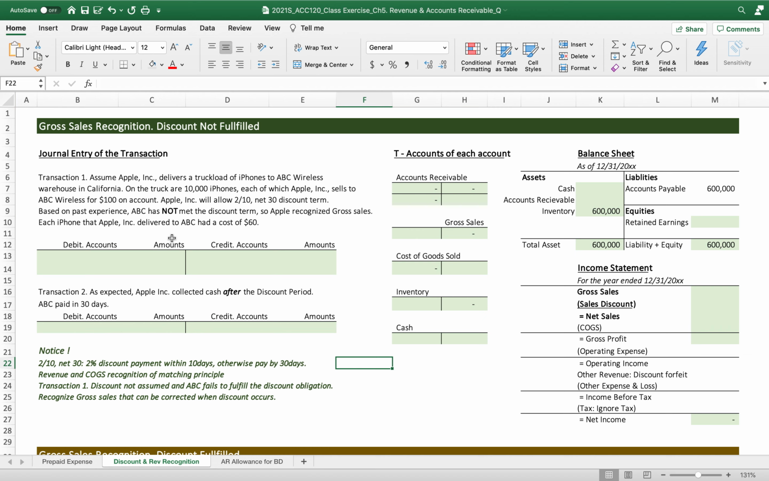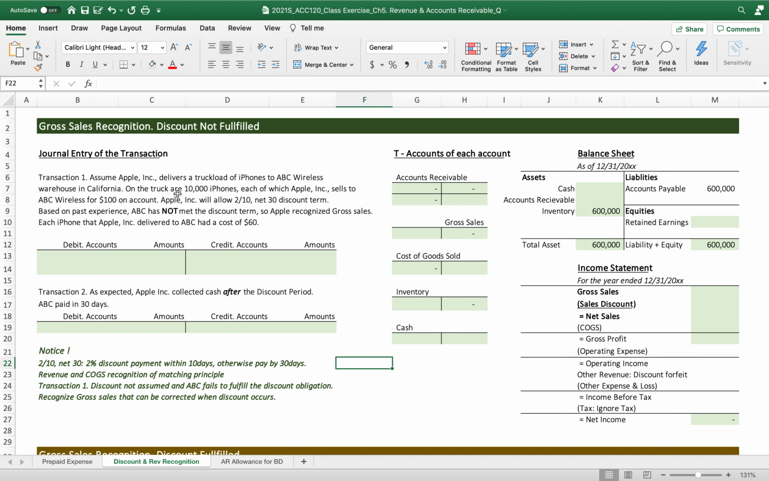Hello students, this video clip will be covering gross sales recognition with discount not fulfilled. We are creating the balance sheet and income statement of Apple Inc. For the journal entries of transactions, we have two transactions. Let me read the first transaction first.